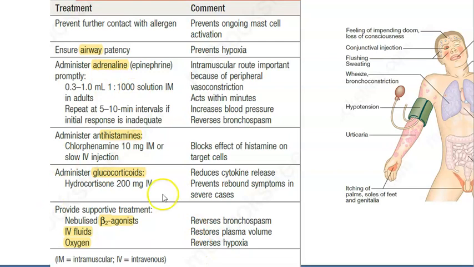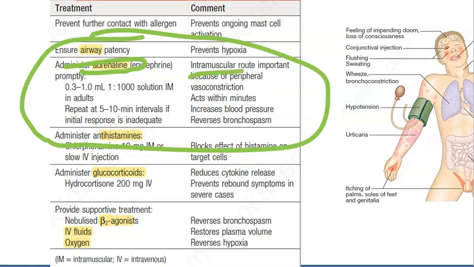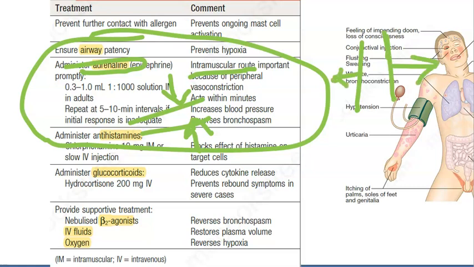How does adrenaline work? Why are you giving it intramuscularly? Because adrenaline will cause vasoconstriction. So if you give it in the peripheral vein, peripheral vasoconstriction means it cannot reach your systemic circulation. So they are telling that you should give it by the intramuscular route. What will adrenaline do? It will cause vasoconstriction, so there will be an increase in the blood pressure. If this guy's bronchospasm has happened, it will reverse the bronchospasm so that he can breathe better.